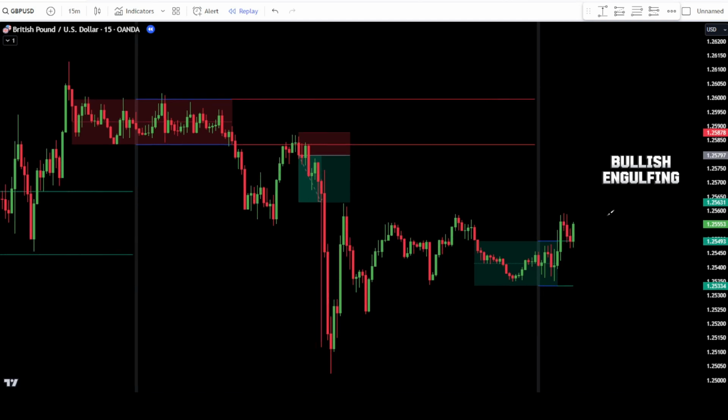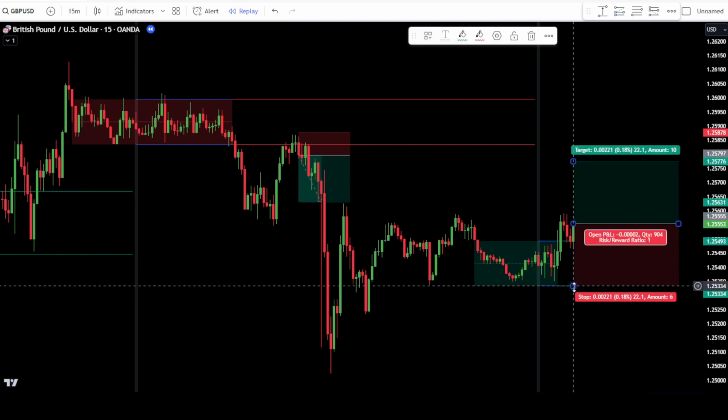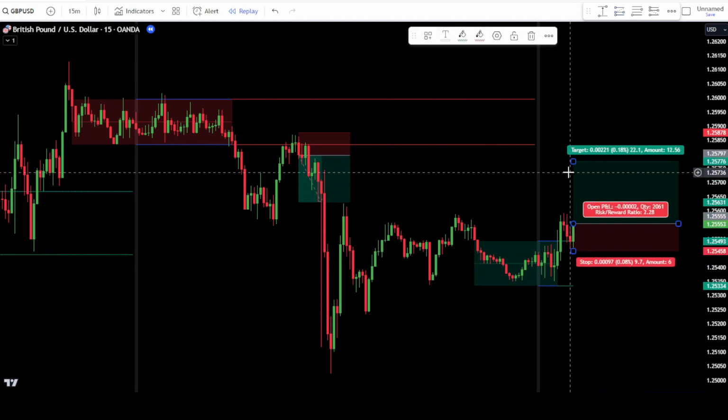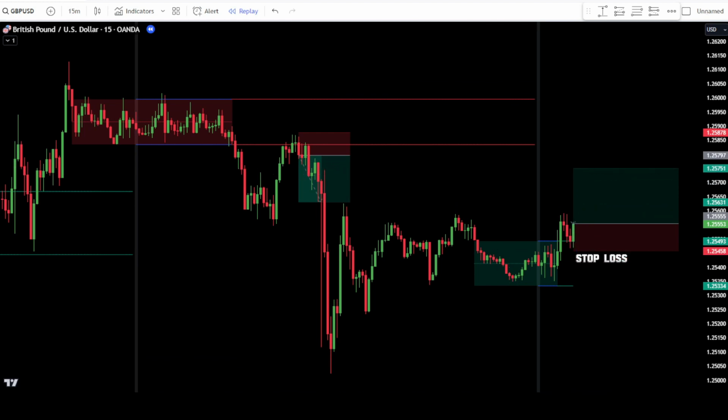3. Once the bullish engulfing candlestick has formed, you can initiate a buy entry after the completion of the bullish engulfing candlestick's closing. 4. Set the stop loss at the most recent swing low. 5. Use a target take profit with a risk and reward ratio of 1:2.